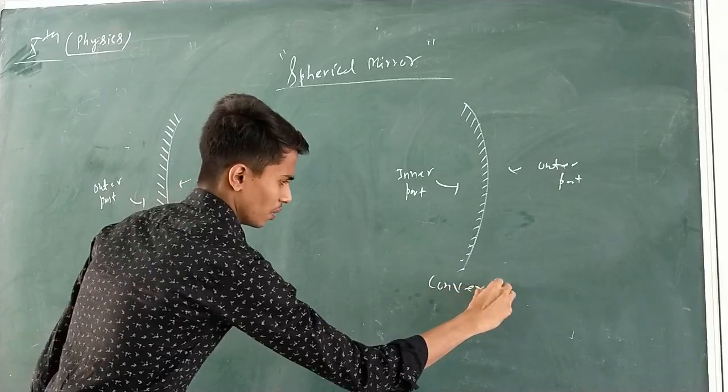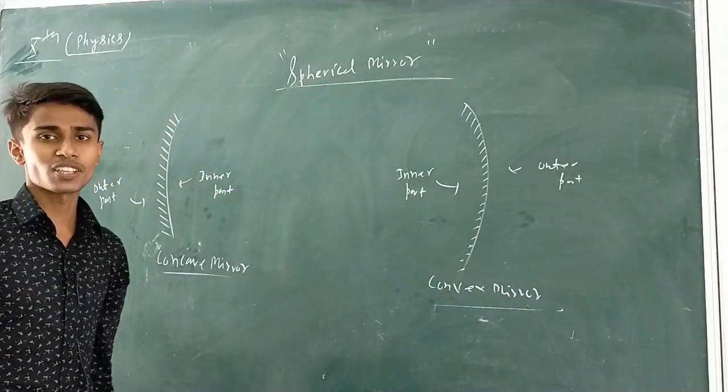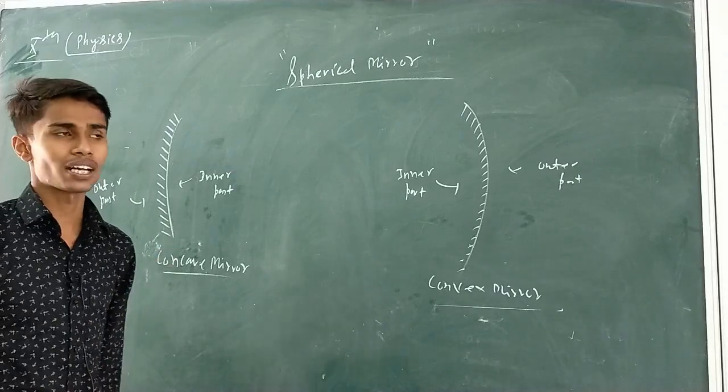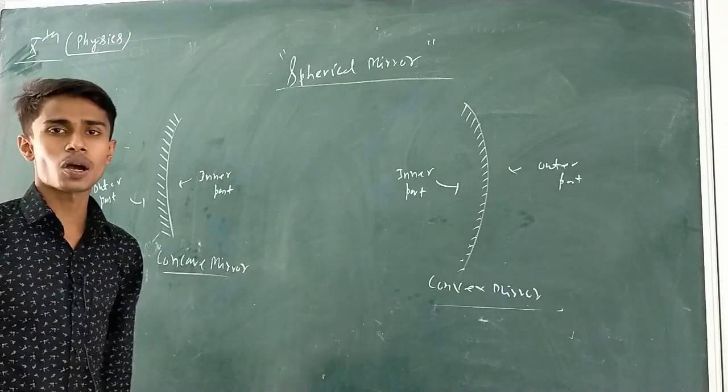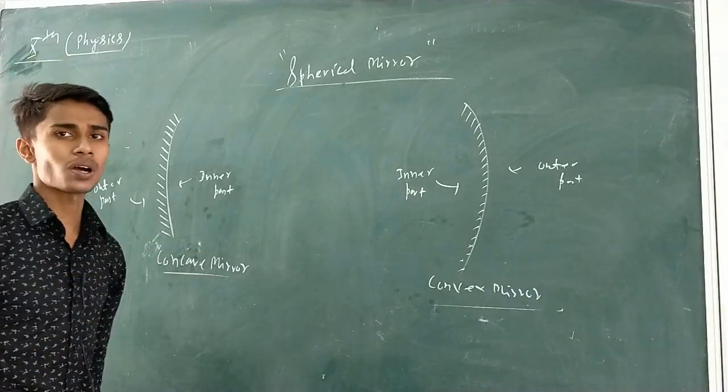I am defining. Okay. What do you mean by spherical mirror? What is the definition of a spherical mirror? What is the definition of a plane mirror? A mirror having a straight polished surface is called a plane mirror. What do you mean by a spherical mirror? A mirror having a curved polished surface is called a spherical mirror.